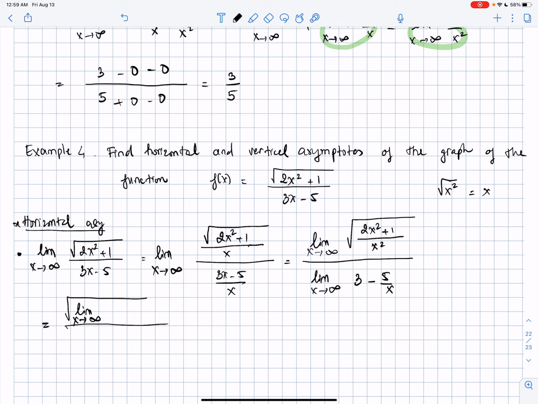Now let's simplify this, right? Okay, so we will have 2 plus 1 over x squared. And in the bottom, we can separate them. So you can factor out the 5. 5 over x is the same thing as 5 times 1 over x. So you can pull out the 5 in front of the limit like this.